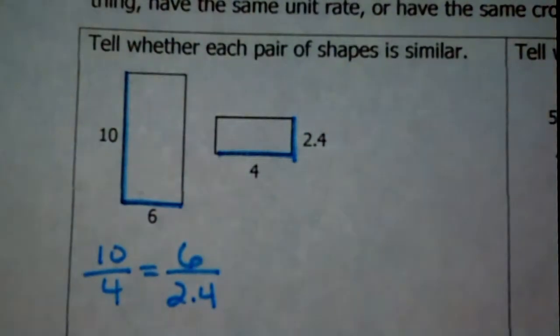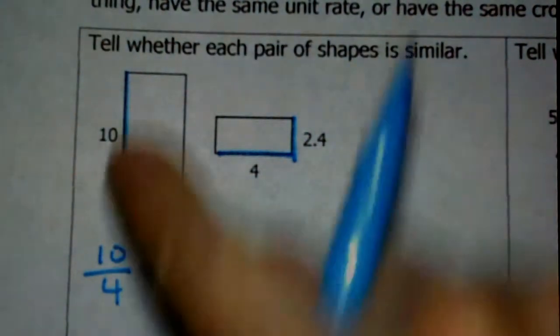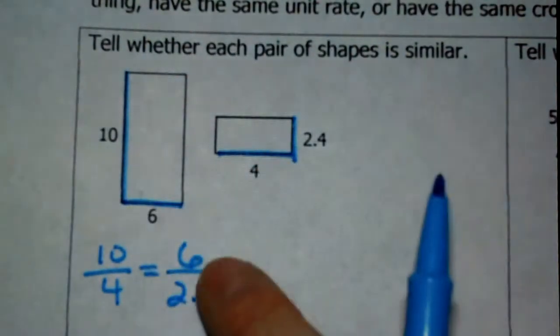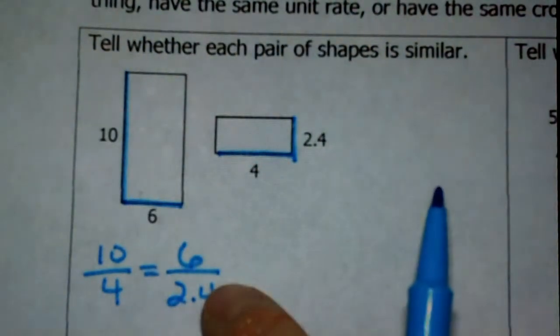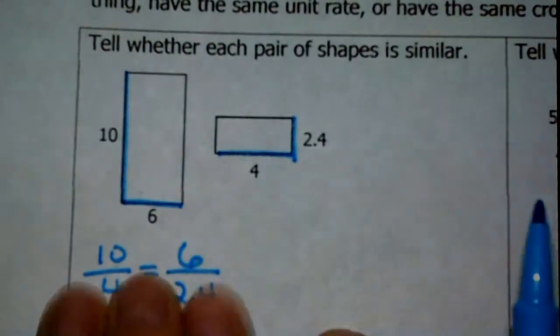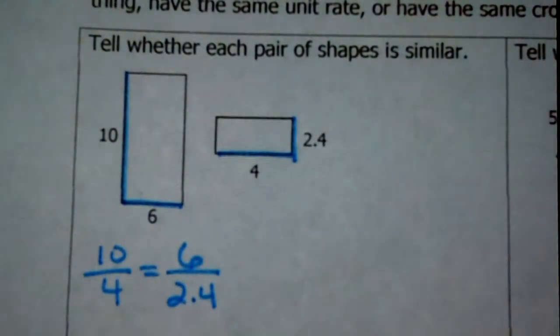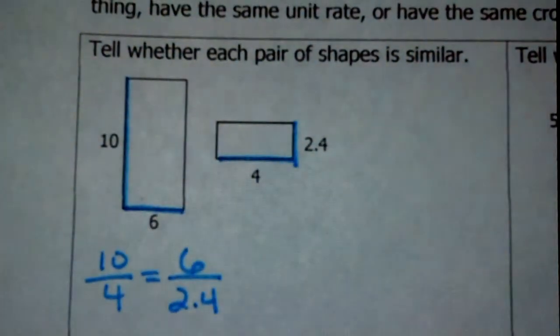Okay, so notice a couple things. I went from this shape to this shape, right? So I put the 10 to the 4. I couldn't put 2.4 over 6. I have to start with the same exact shape. So the numerators both represent the first rectangle. The denominators both represent the second rectangle. So determine if these two shapes are proportional or similar. They mean the same thing. I said that you could see if they simplify to the same thing, have the same unit rate, or have the same cross products.